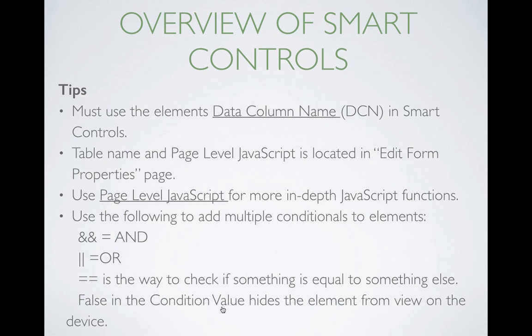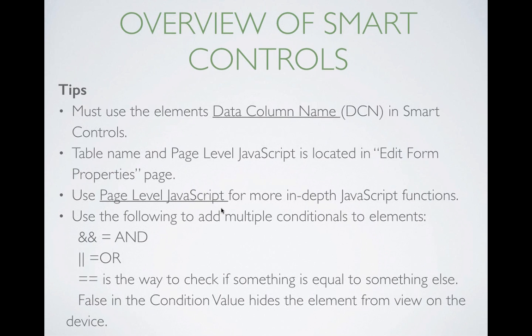Here are some tips. That first one is that you must use the data column name in the smart controls. You see here I have the reference to just the DCN. So throughout, I may reference it again as DCN as a data column name just because that is a little long. So I just want to make sure I pointed that out to you. The second tip here is that the table name and page level JavaScript is located in the Edit Form Properties page. So when you see, maybe you're looking at some of our documentation and it tells you to get the table name of the parent form, you can find that through the Edit Form Properties page.